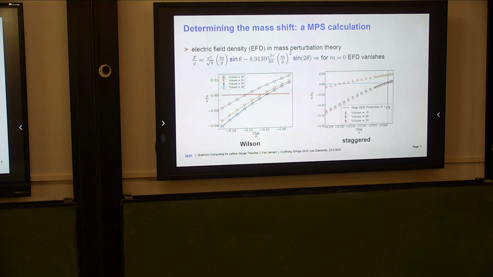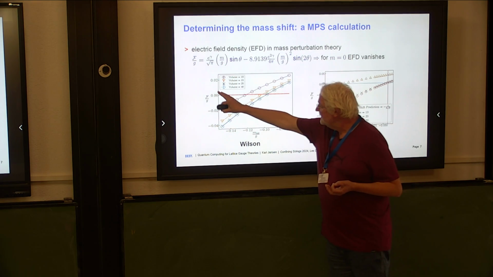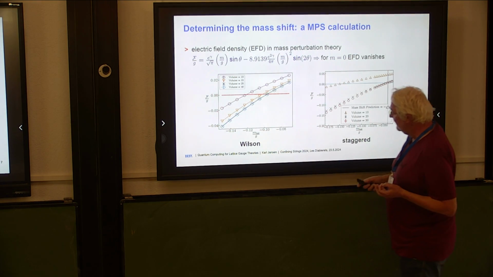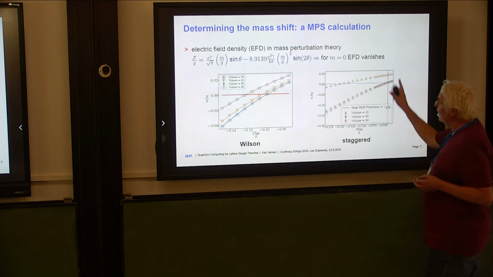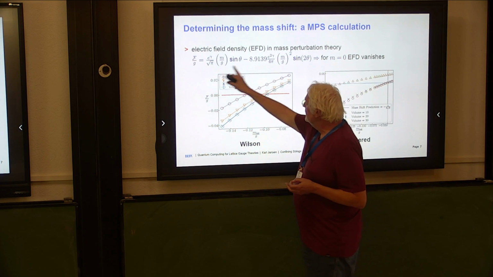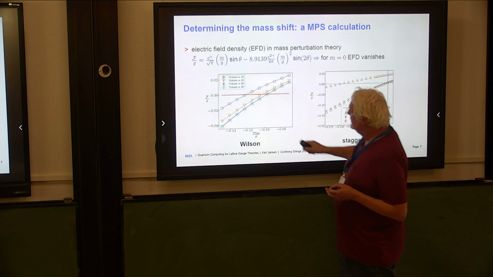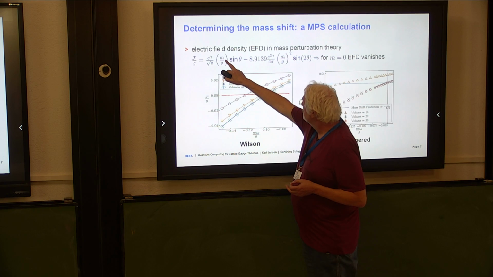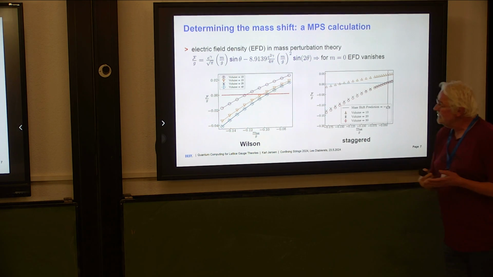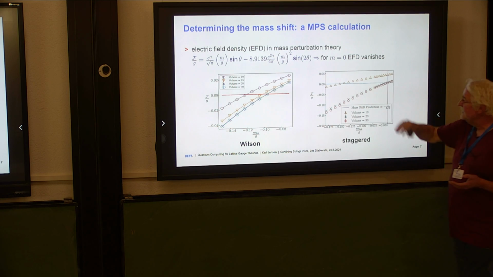This is how we determined this mass shift. We measured the electric field density divided by the coupling. And what this formula tells you, this is a mass perturbation theory, is that when the mass is zero, then this electric field density should vanish. This is all proportional to the mass.